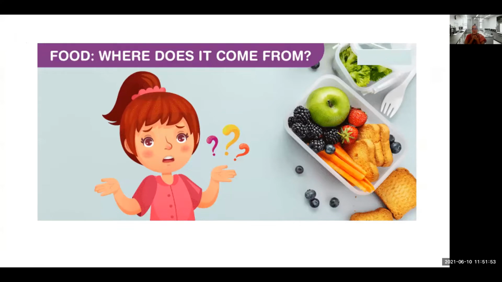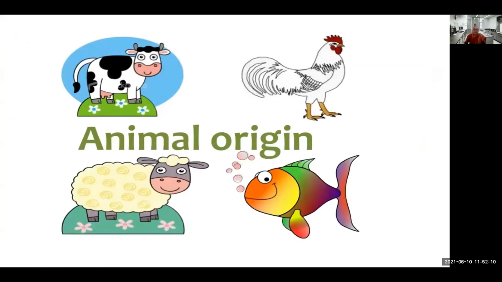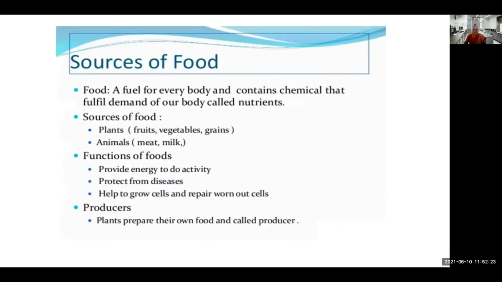Where does the food come from? The food comes from plants and animals. So one is plant origin, the second one is animal origin. I think you have already learned about food in 5th standard, yes or no, the food lesson.